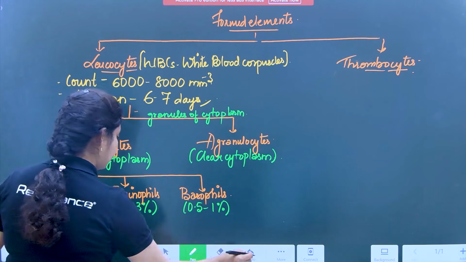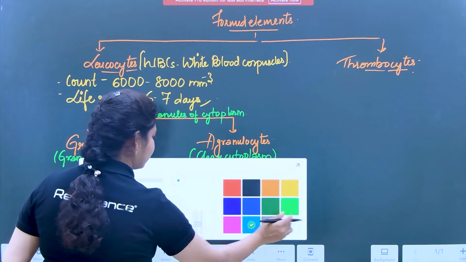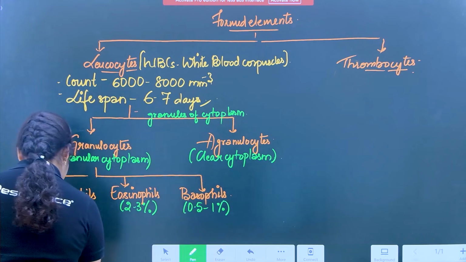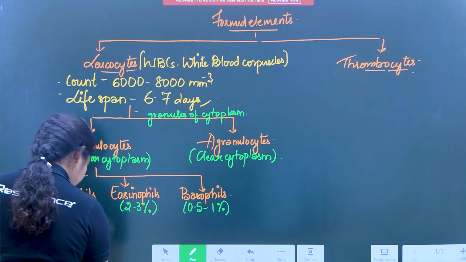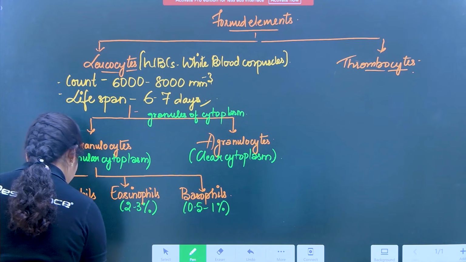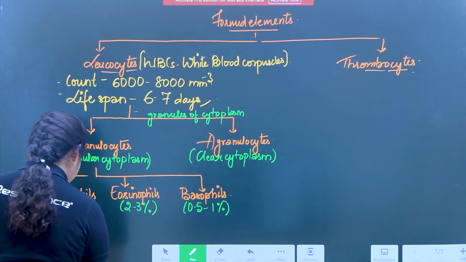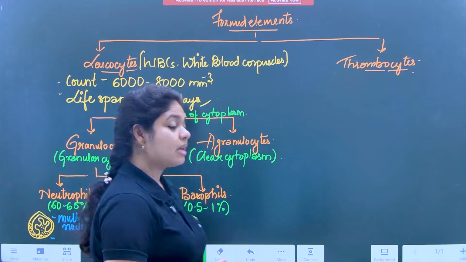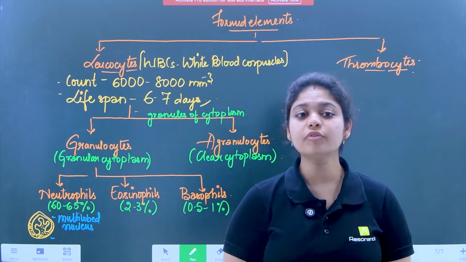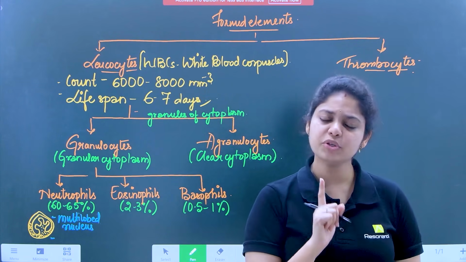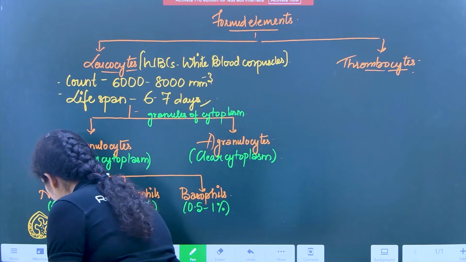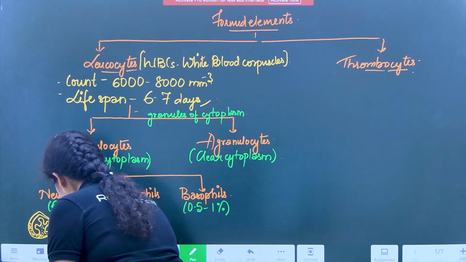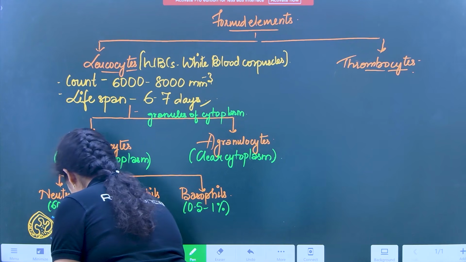I'm using multiple colors only to make the clear difference actually. It is having a multi-lobed nucleus. And the function of neutrophils, this is very important, we should be knowing the function. The function of neutrophils is phagocytosis.